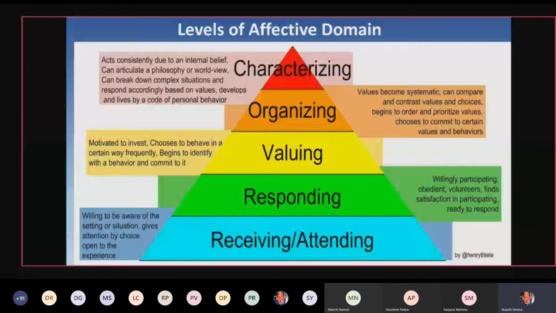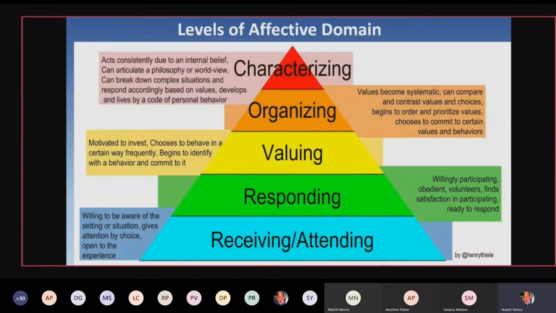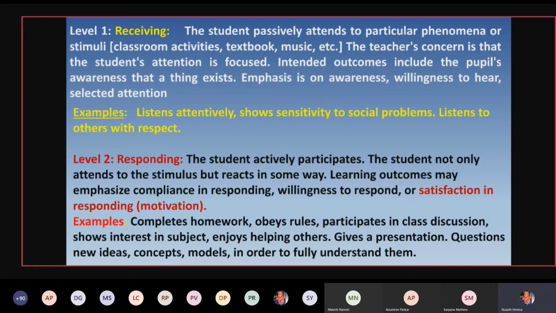Now, let us look at each level individually in a very simple and straightforward manner. One by one, we'll look at each level, and then we'll see examples pertaining to each. So our level 1 is receiving. This is the most basic level. At this level, the learner is expected to attend the learning session and be aware of what kind of knowledge is being imparted.